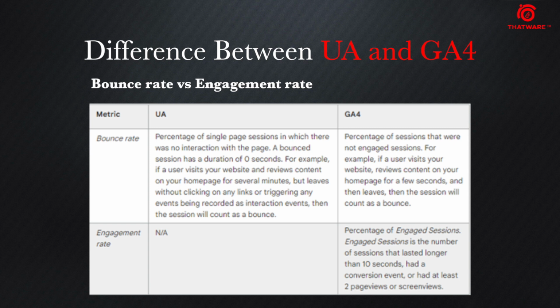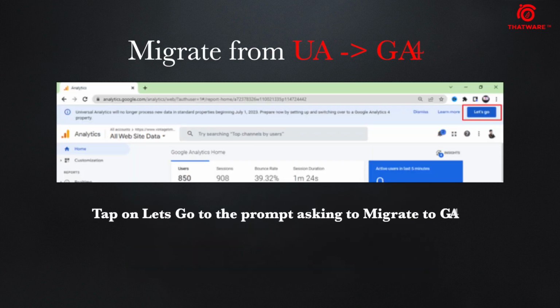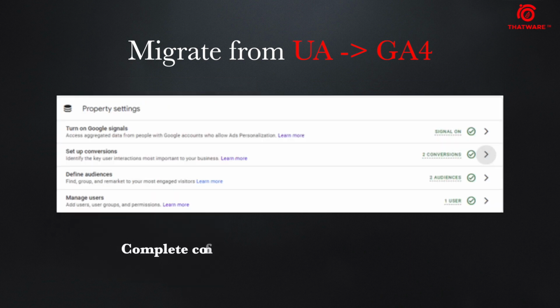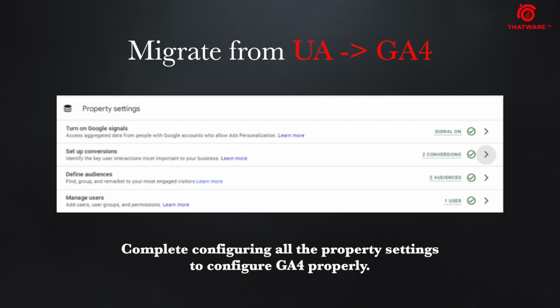Okay, now let us go through the migration parameters or the factors from UA to GA4. The first thing you can see is the Let's Go, which will be a pop-up at the very beginning of your old Universal Analytics, and then click on Go to your GA4 property, and then you need to turn all these signals on, and yes, that's it.